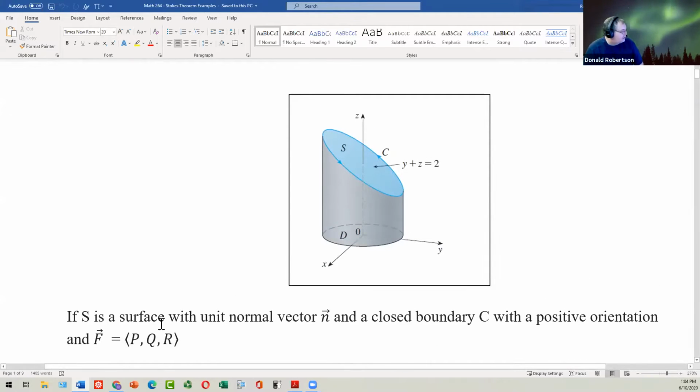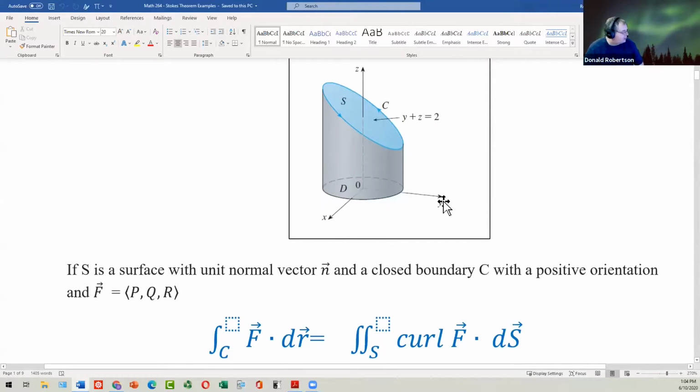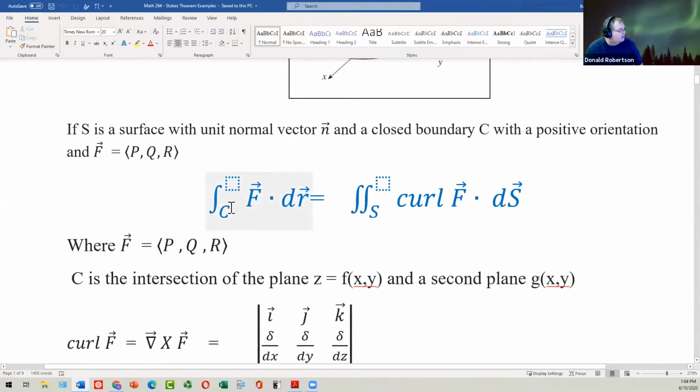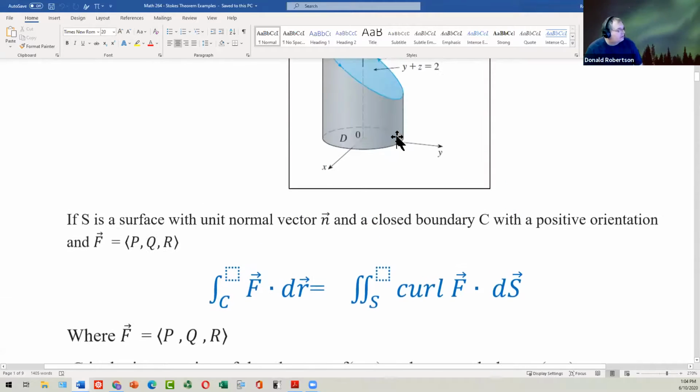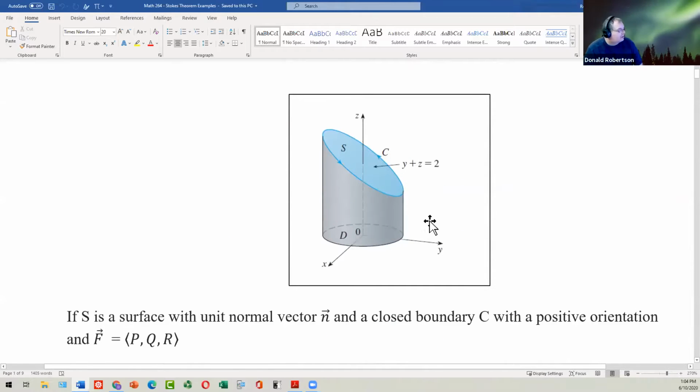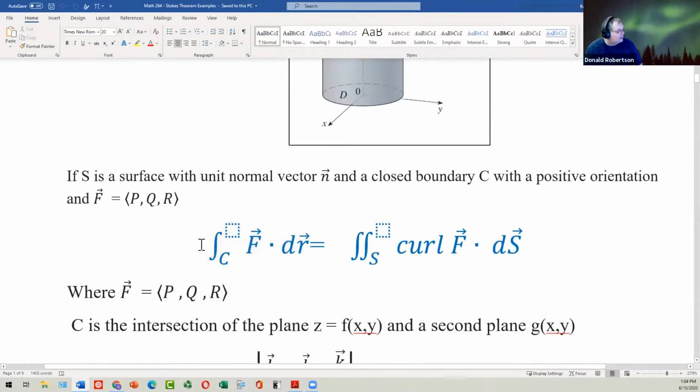Suppose S is a surface, so that's that light blue surface, that's S. And they talk about a normal vector and positive orientation. And through this thing, there is a vector field passing through it. And we would like to calculate the line integral going through S and the vector field. So basically, we're being asked to find this integral here.